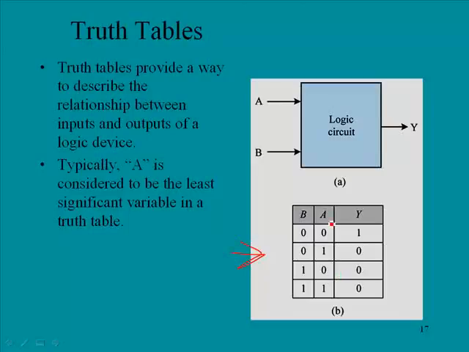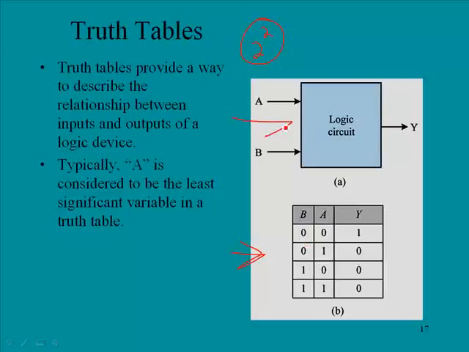So what a truth table does is it indicates all of the possible inputs that we could get from these two inputs. And so since this is binary and we have two inputs, we'll have 2 squared. This is the number of possibilities that we'll have for inputs. And so you see here we have 0, 1, 2, and 3. So those indicate our 4 possible inputs. And typically A is considered to be the least significant variable in a truth table, and so there we have A, and then again 4 possible inputs.